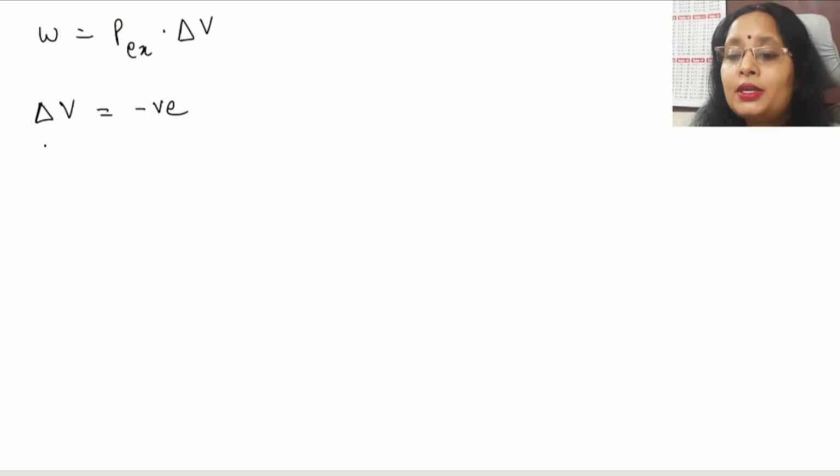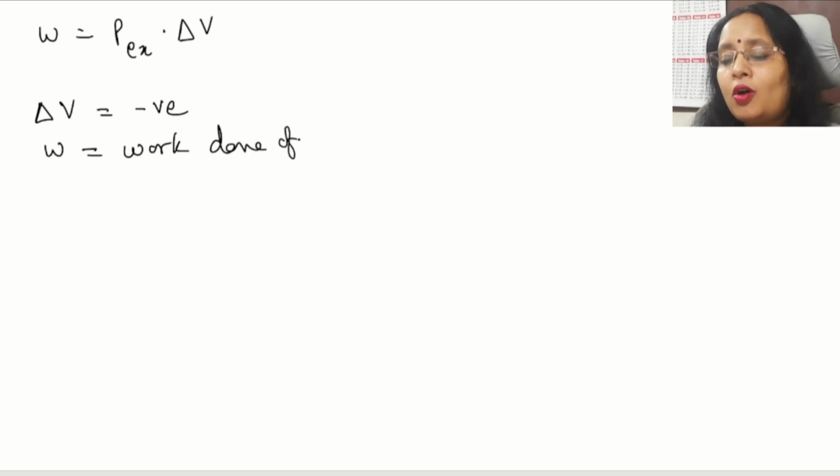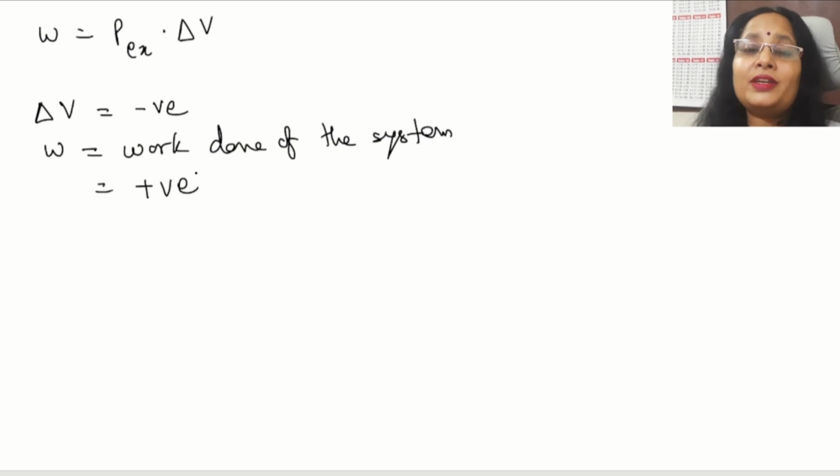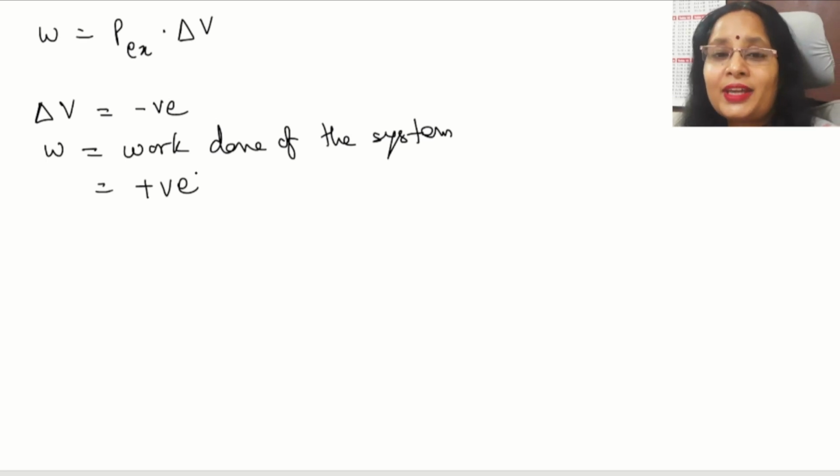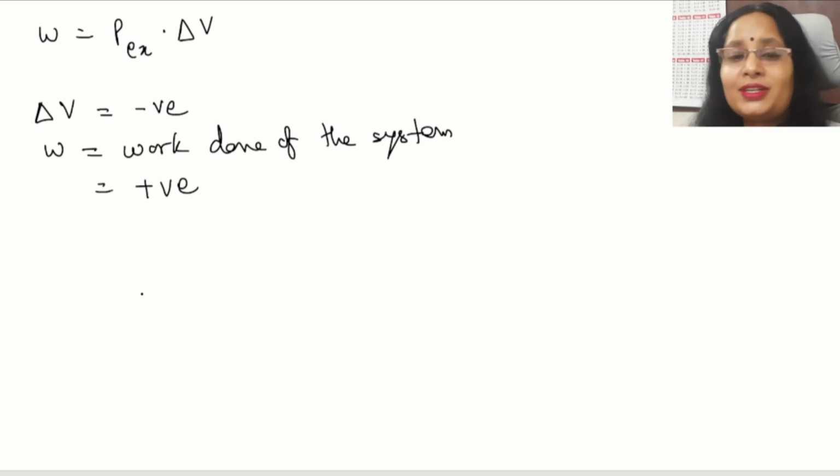But here work is done on the system. Work done on the system means it should be positive, because when work is done on the system, the energy will increase, and so we will take work as positive. Now we studied this earlier.